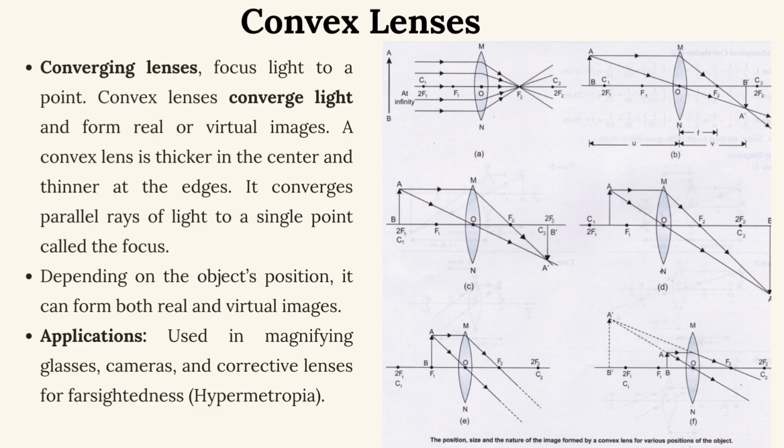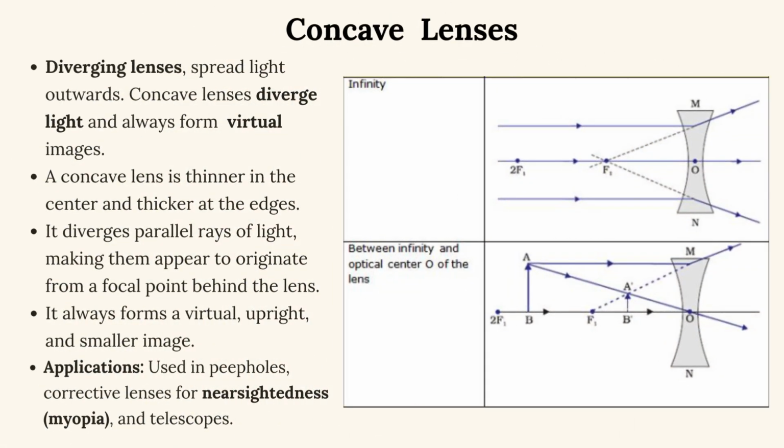Depending on the object's position, it can form both real and virtual images. 2. Concave lens or diverging lens. A concave lens diverges parallel rays of light, making them appear to originate from a focal point behind the lens. It always forms a virtual, upright, and smaller image.